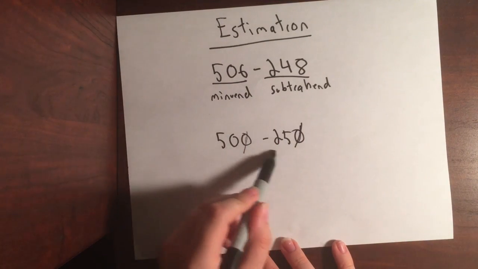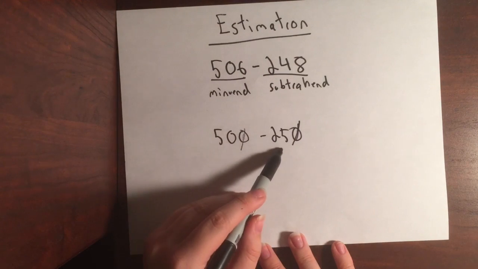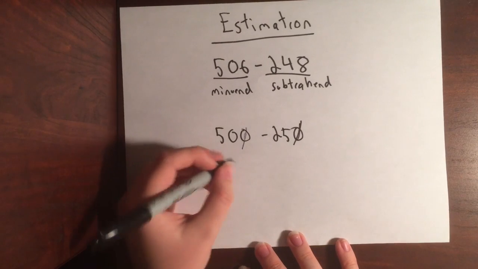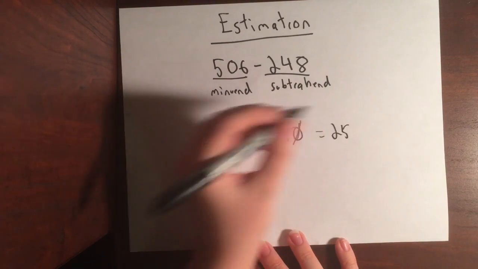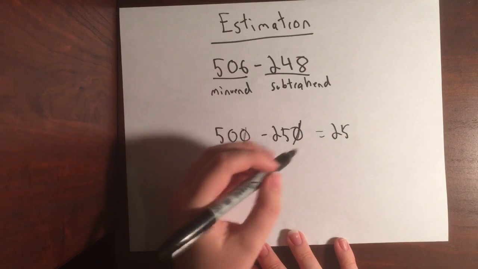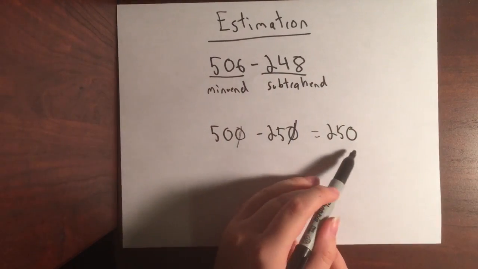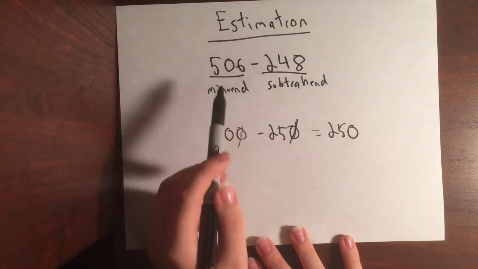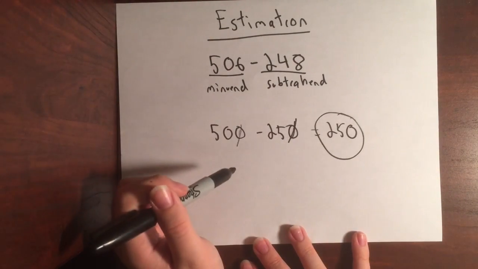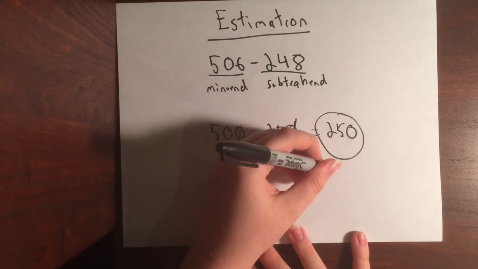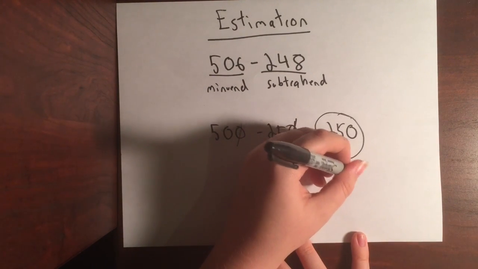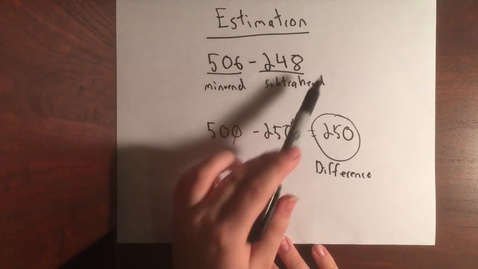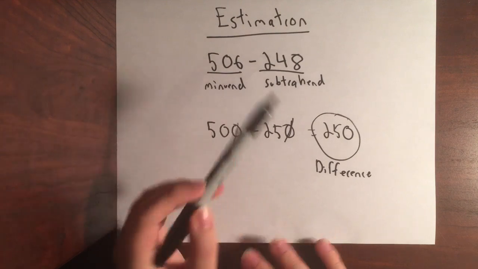And we're just left with 50 and 25. 25 is half of 50. So we know that 50 minus 25 will equal 25. Let's bring this zero back again and see that we have 250. We know that 506 minus 248 will be roughly 250, which is our difference. Let's move on to some strategies to find out our actual difference between these numbers.